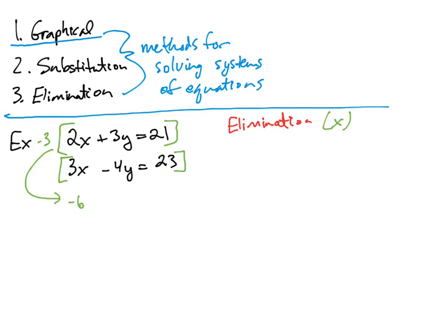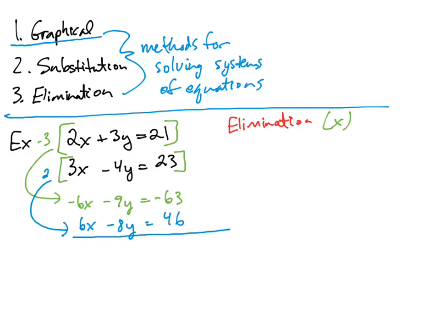Doing so will give us -6x minus 9y equals -63. And then in the second equation, I'm going to multiply by +2. And doing so, I'm going to get +6x minus 8y equals 46. So what we see is that the coefficients on the x variables are opposite of one another. Now when we add these equations together, the x's cancel.